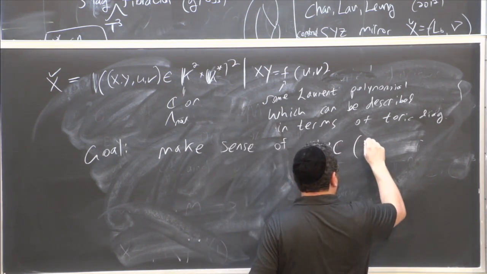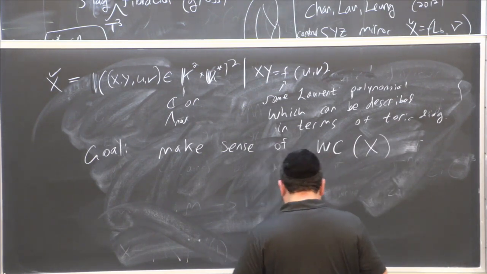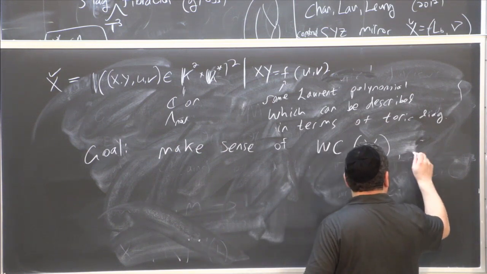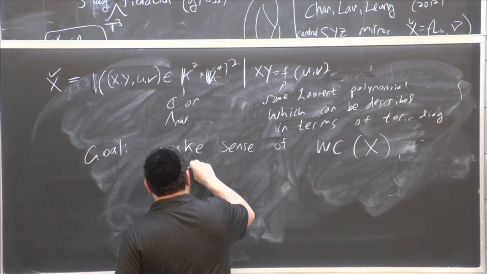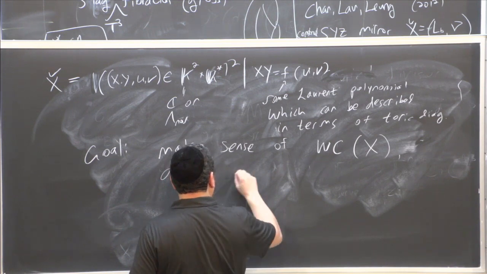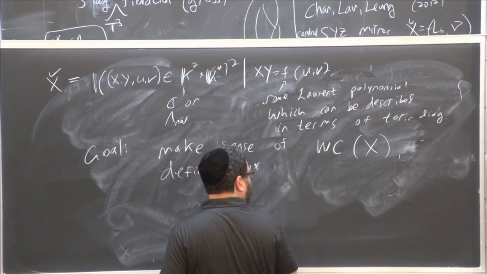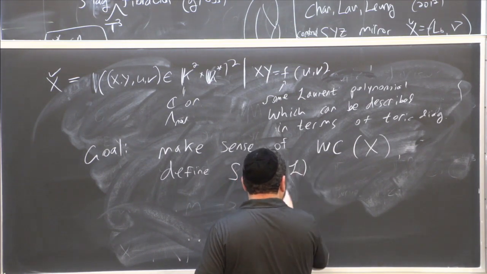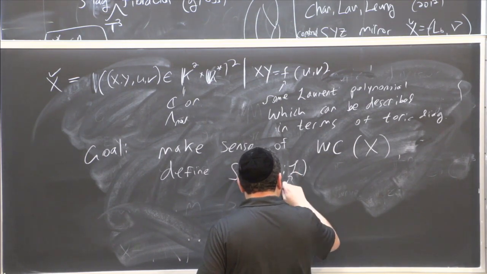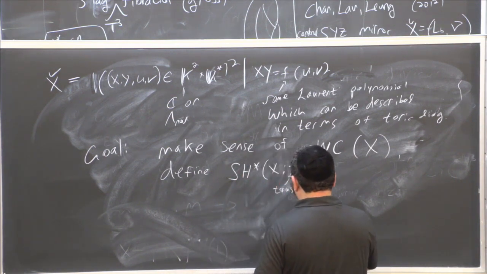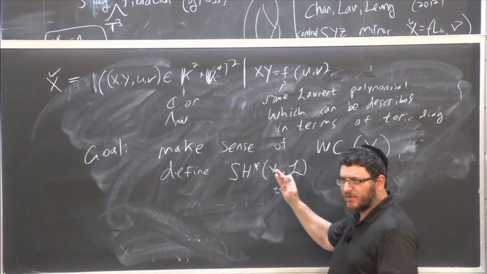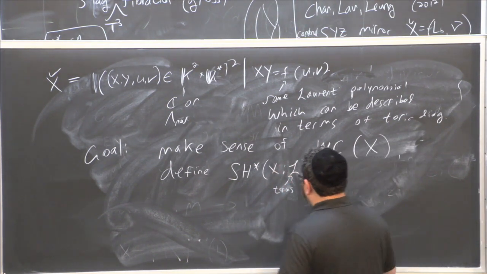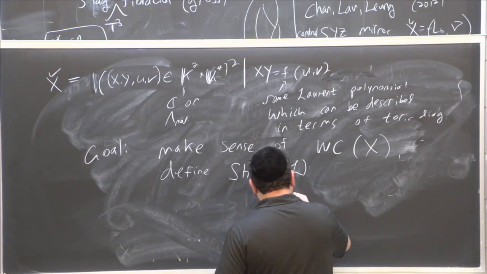The goal would be to make sense of the wrapped Fukaya category of our manifold X. Specifically, I would like to define things like symplectic homology of X. Maybe it should be relative to this Lagrangian torus fibration, so maybe it should have it as a parameter. It's not going to be an invariant of X alone; it's going to be an invariant of X together with the data of this Lagrangian torus fibration.